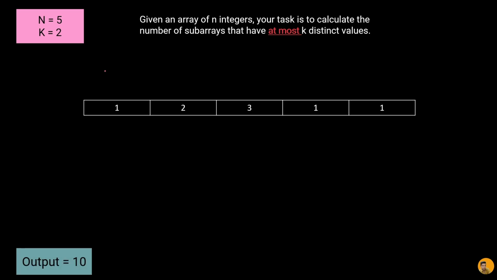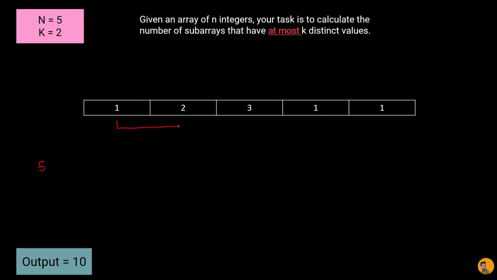Let's see how. First things first, at most k here is 2. Can these single elements be a subarray in itself? Of course, yes, because we can go up to 2, not beyond 2. So these single elements are subarrays with one distinct value, so this is a valid answer. We got 5 from here: 1, 2, 3, 4, 5.